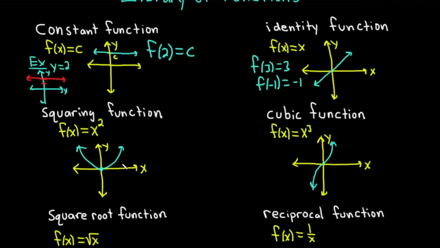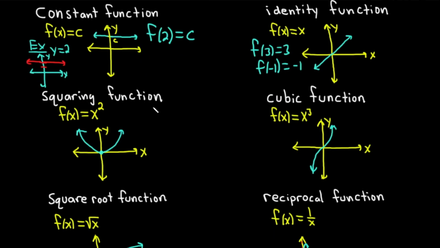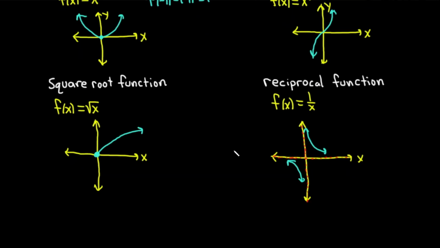And the squaring function basically squares everything you plug in. So for example, if I were to plug in -1, I would get negative 1 squared, which is 1. So that's why you only see 0 and positive values in the range of this function. It can never be negative because everything is being squared. And the cubic function basically cubes what you plug in. And the square root function takes the square root of a number that you plug in. For example, if I were to plug in 9, I would get the square root of 9, which is 3. And the reciprocal function just basically divides by whatever you plug in. So if I plug in 2, you end up with 1 over 2.